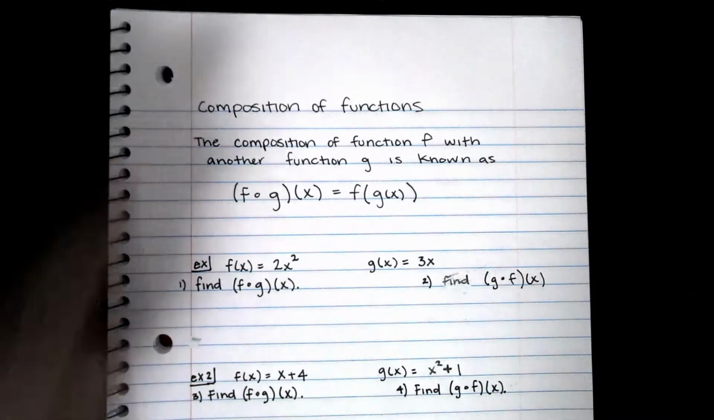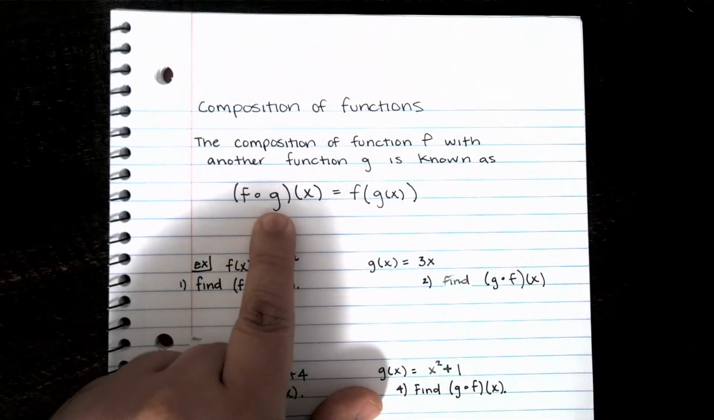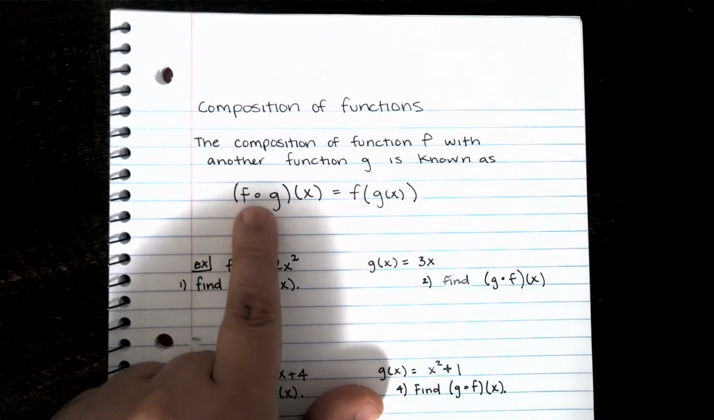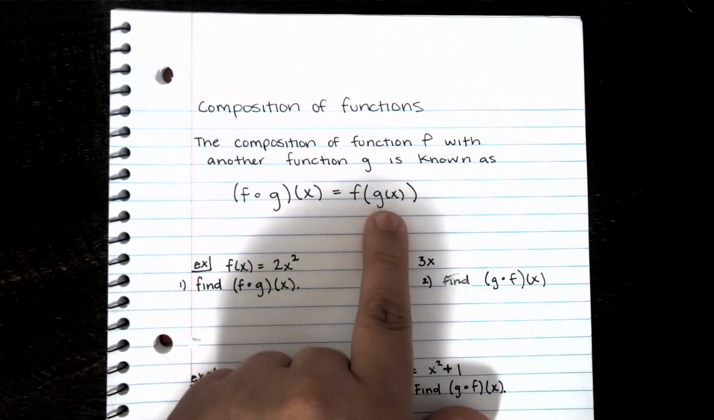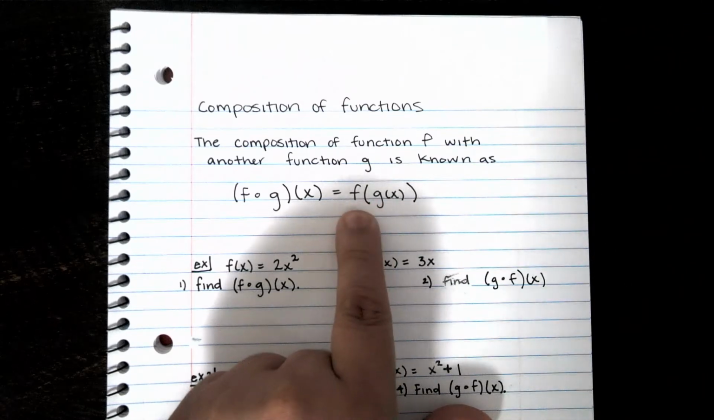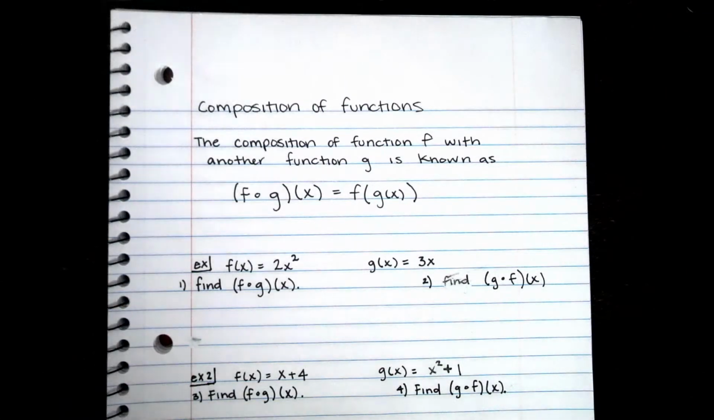As it says here, the composition of function f with another function g is known as f of g. I know that it looks like it says fog, but it's actually pronounced f of g of x, which equals when you put g of x inside f of x. So I'm taking one function and putting it inside another function. That's why it's a composition.